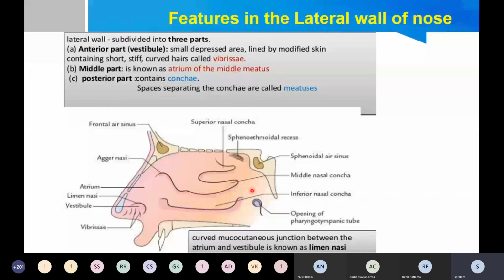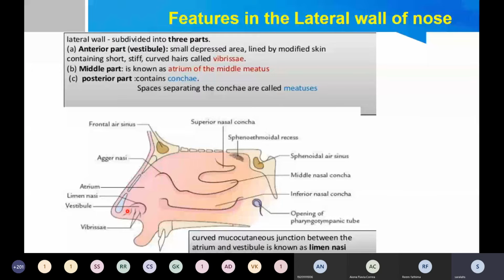From anterior to posterior, the lateral wall of the nose is divided into three parts, that is anterior, middle, and the posterior part. Anterior part is called the vestibule. The one which you can see is covered by small tiny hair, those are called vibrissae, and the skin, that is called the vestibule. Behind the vestibule, there is a wide area or space called the atrium. This is the middle part of the lateral wall of the nose. Then posteriorly, it is mainly formed by the concha and the meatus. So posterior part is very important for us now.